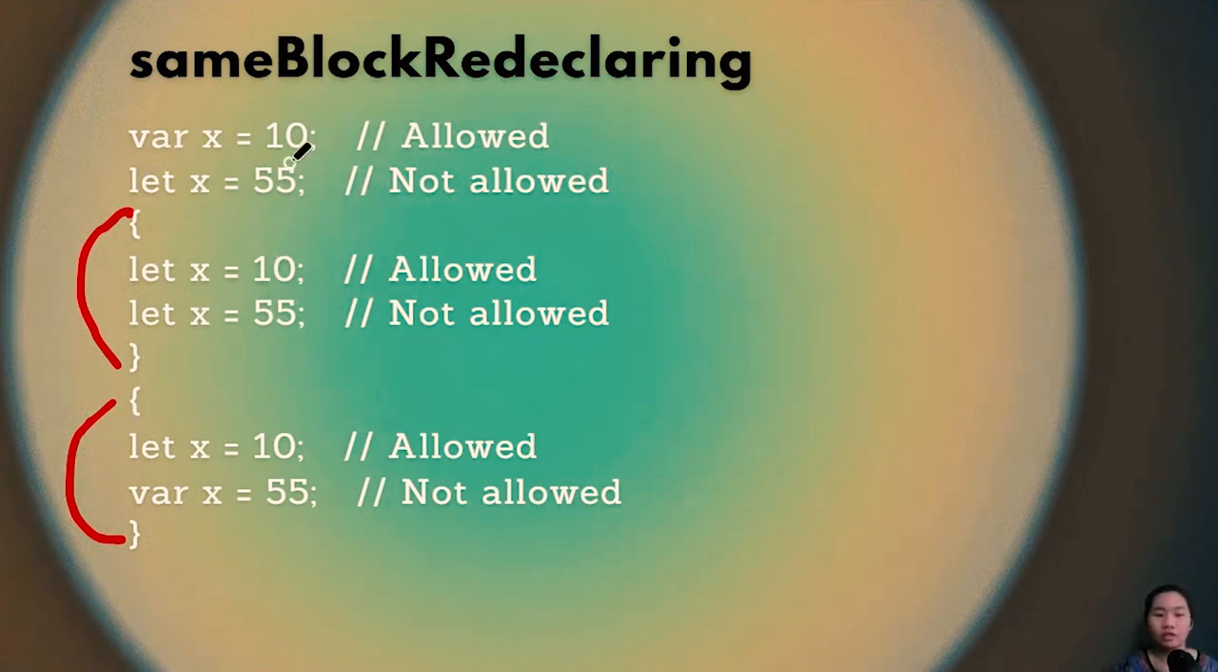However, let's look at the second example. Let x equals to 55. So already starting, we cannot redeclare. And then we redeclare one more time in a block scope. That's not okay. And it is still not okay on any number of block scopes that you put in. So as long as it's var, then let, that's okay. But starting with let first is a no-no.